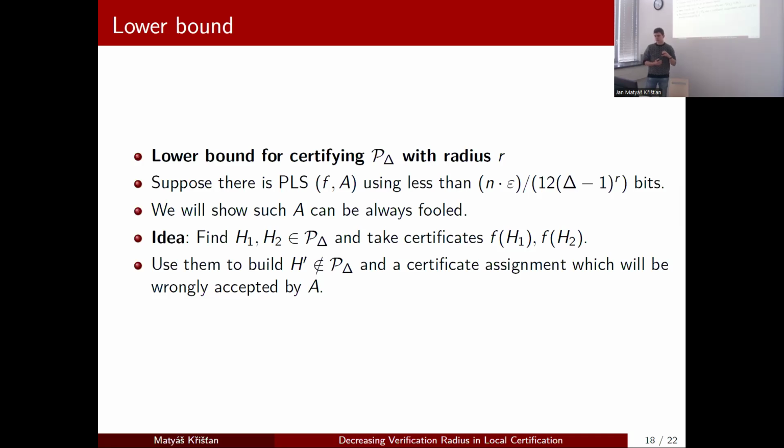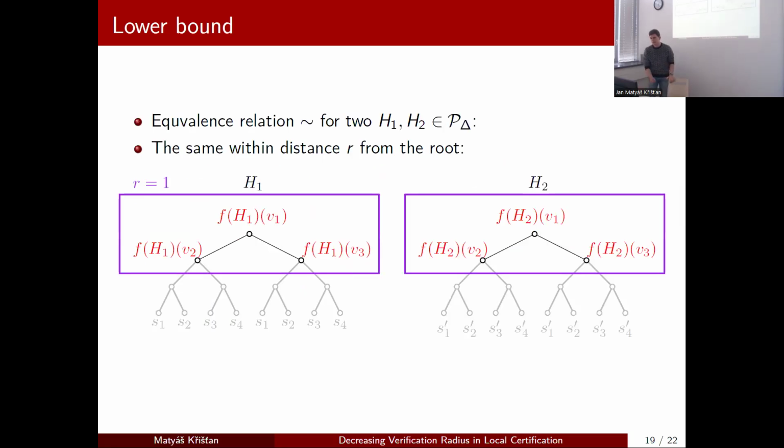And the idea for that is that we will find two S instances which we can somehow cut up and glue together into something that is no longer an S instance, but it looks the same from each vertex. So for that end, we define an equivalence relation between the instances and say that two instances are equivalent if within distance R from the root, they look the same, including the assigned certificates, and also the total number of nodes is the same.